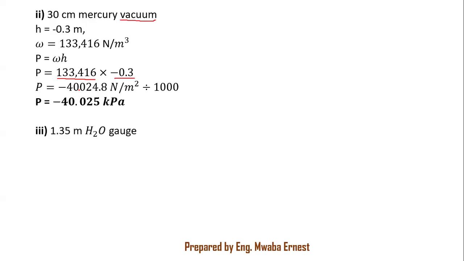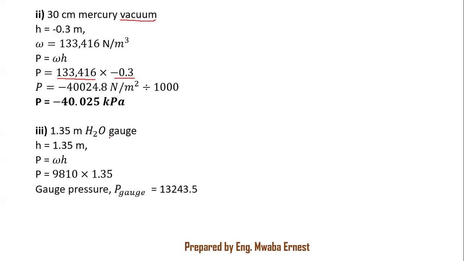Next, we have 1.35 meters of water. 1.35, that is the height. It's already in the SI unit we want. Water, the specific weight is 9810. It's standard. So we substitute. In place of omega, we put 9,810 multiplied by the height, which is 1.35.